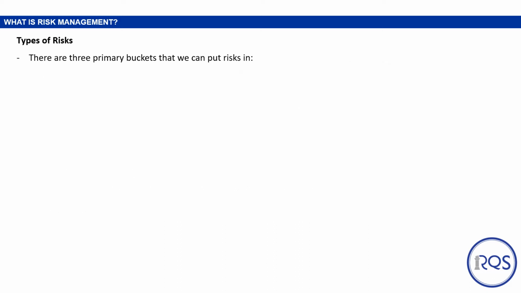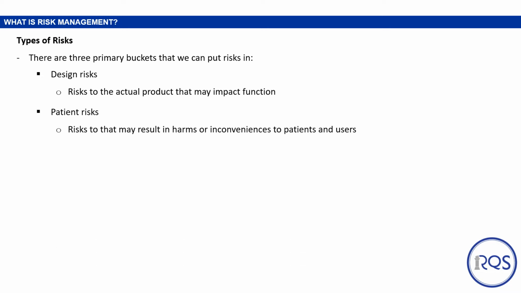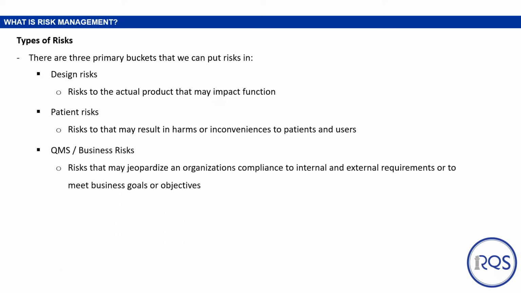Risks can be divided up into three major categories. The first is design risks. These are risks to the actual product that may impact function. Next, we have patient risks, and these are risks that may result in harms or inconveniences to patients or users. And lastly, there's QMS or business risks. These risks may jeopardize an organization's compliance to internal or external requirements and/or their ability to meet business goals or objectives. In this module, we'll mainly focus on design and patient risks. However, we will briefly touch on business risks at the end of the module.